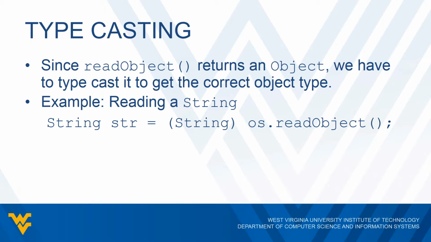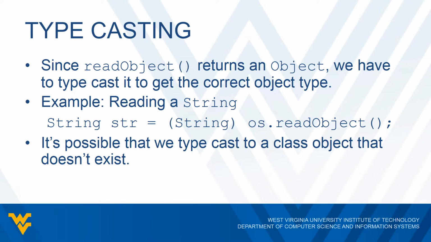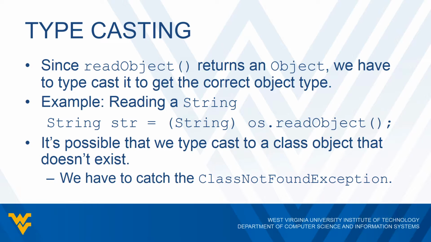Now with that said, I should also mention that it is possible to typecast it to any class that we want, even when it doesn't exist. We shouldn't do that. That's a bad thing, but it can happen. So that means we have to catch a particular exception whenever we do this. Specifically, we have to catch the ClassNotFoundException. This exception occurs when we typecast to a class that does not exist. So we have to make sure that we use try-catch blocks to handle this exception.